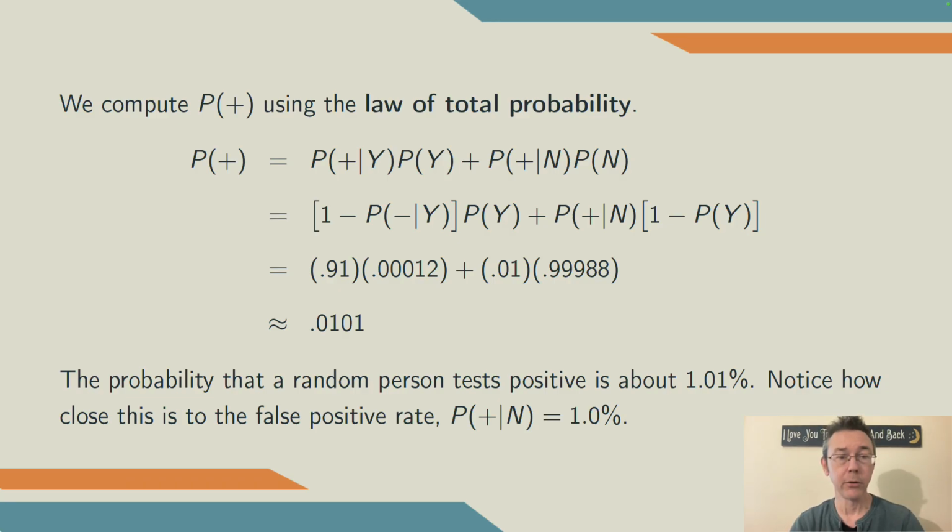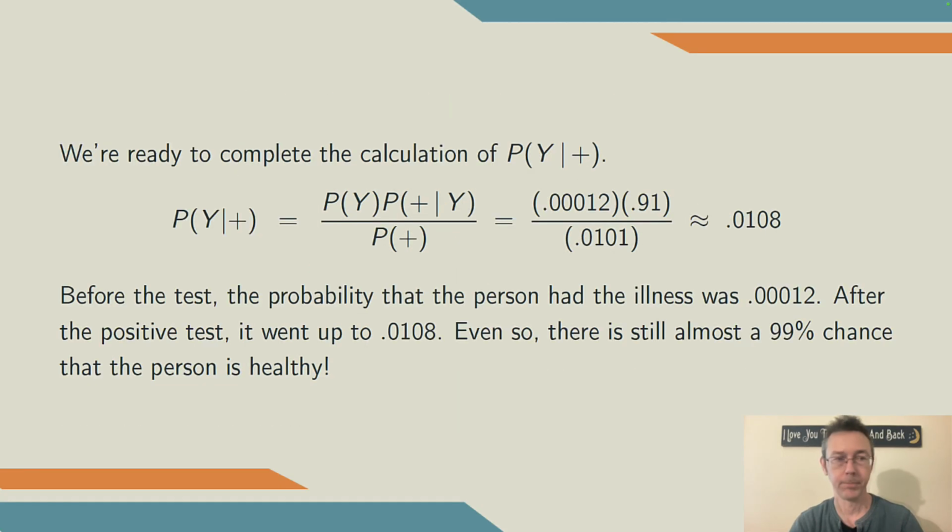We can simplify a couple of those probabilities using the rule of complements. For instance, the probability of testing positive given that you have it is 1 minus the probability of testing negative given that you have it. Plugging in the probabilities that we know and simplifying a little bit, we get that the probability of a positive test result, with no assumptions on whether or not you have it, is 0.0101. Notice how close that probability is to the false positive rate of 1%. So the probability of testing positive and the probability of testing positive when you don't have the condition are pretty similar to one another. We're finally ready to compute the probability that the person has the illness given that they've tested positive.